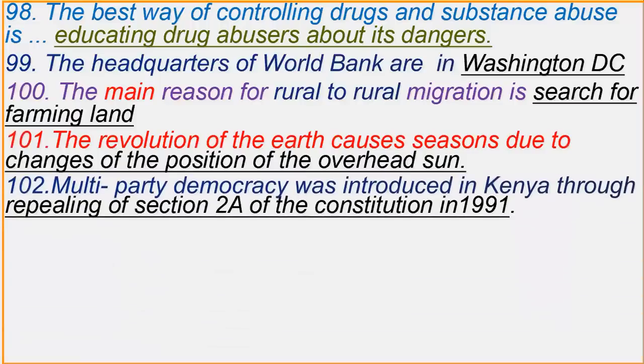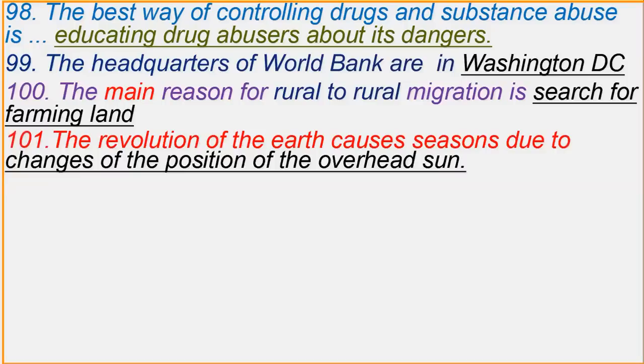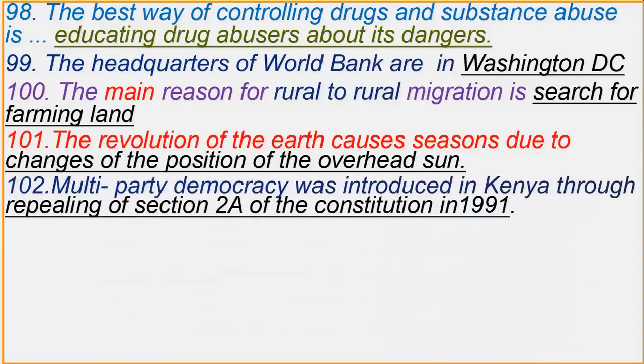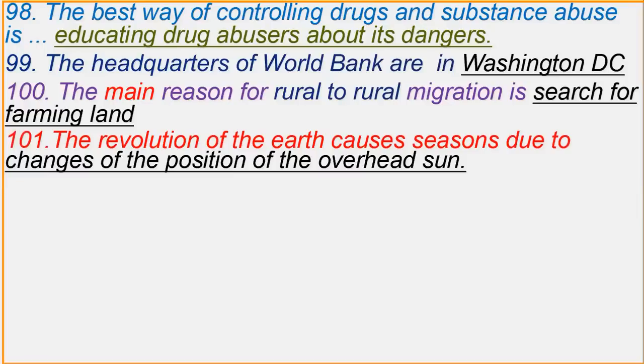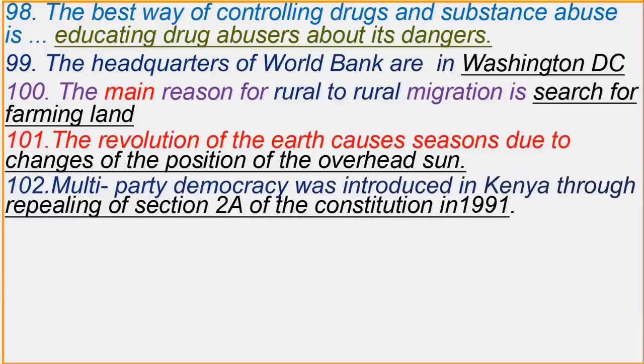Number 102. Multi-party democracy was introduced in Kenya through, the answer should be repealing of Section 2A of the Constitution in 1991. To repeal is to invalidate, to remove, to scrap it out. It was repealed to allow multi-party democracy.